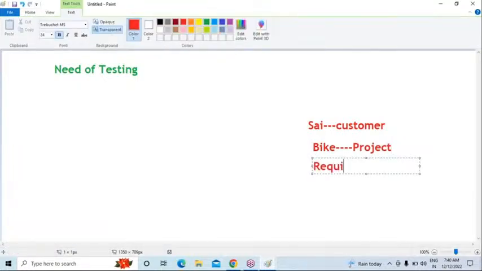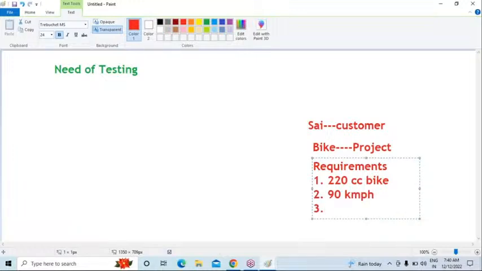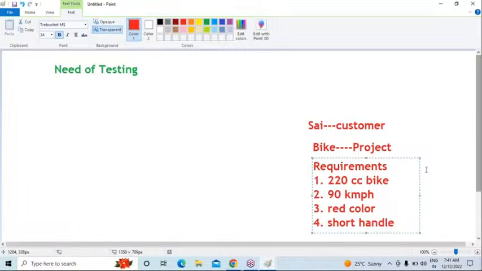So these are the requirements related to the bike. Sai wants a 220cc bike, and the mileage should be like 90 kilometers per hour, and a red color bike, with a short handle. So these are the customer needs.